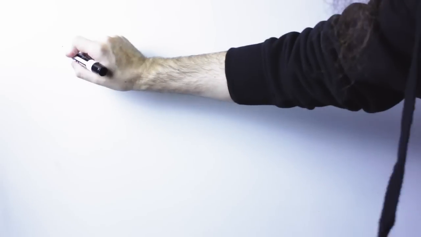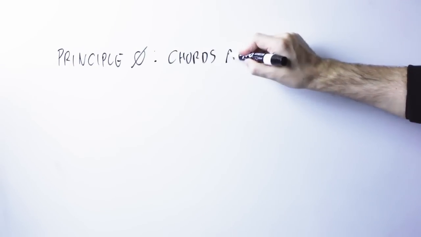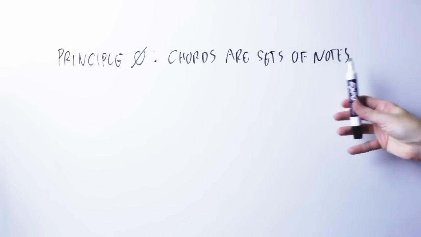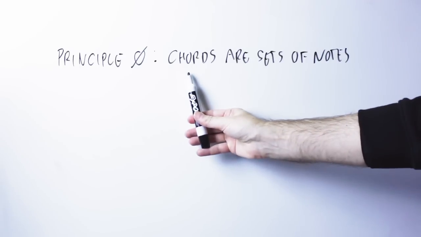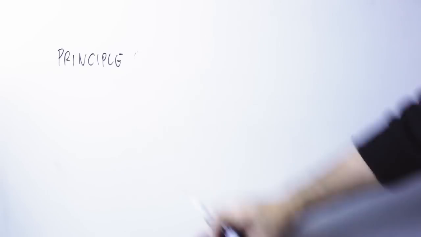So, basic number 0, because we're not there yet, is that chords are sets of notes, okay? That's important to know. Notes are single sounds. Chords is when you put many of them together. Okay, great. So now, the basic number 1.